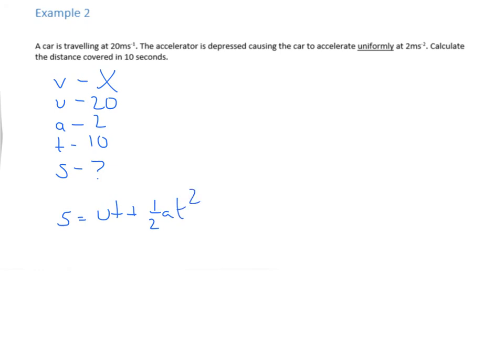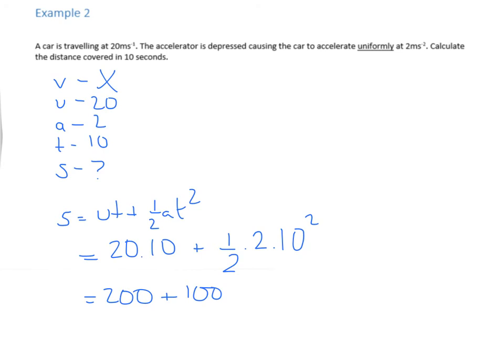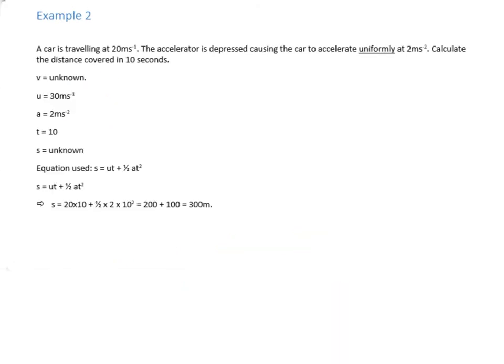Half at squared. Let's put in our terms: 20 times 10. If you see dots in my presentations, it's just shorthand for multiply. It's nothing more complicated than that. 10 squared. And then let's do the calculation. So we get 200 plus, that's 100 times 2 is 200, divided by 2, 100, gives you 300 meters. Okay, so that's that one. And there it is again typed out in case you can't read my handwriting. That's that one.